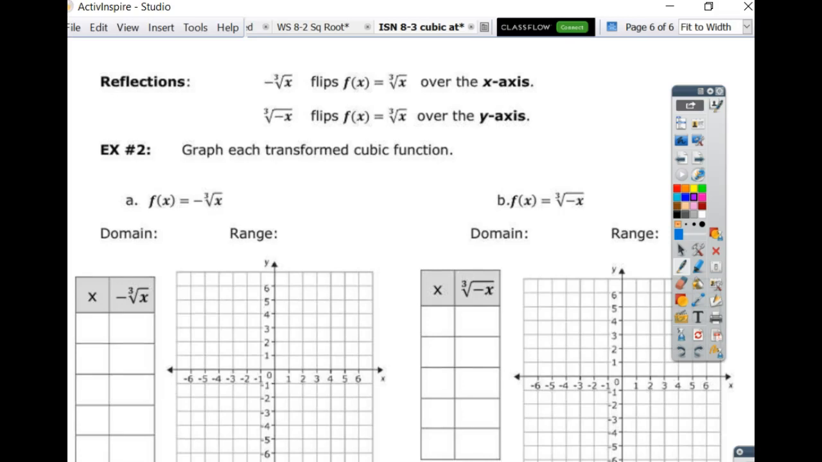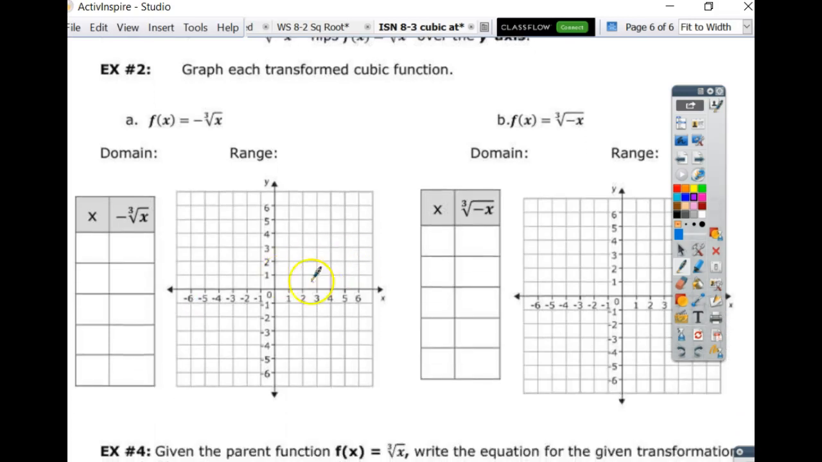So if the cube root is flipped over the x-axis, it's supposed to go up here and down here. So over the x-axis, where does that go now? If it's not up, it's going to go down, right? And if I flip the original over the y-axis, what happens? It's the same thing.